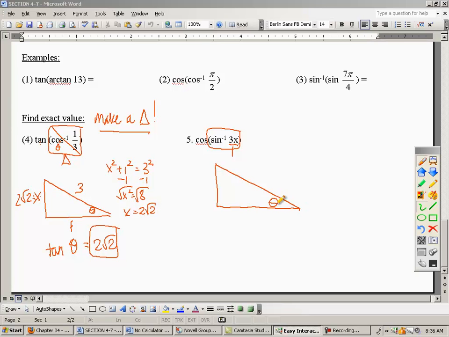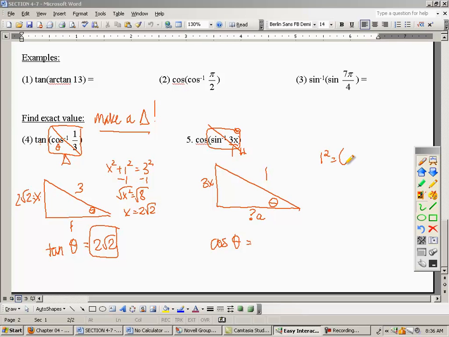If I look at my angle, opposite over hypotenuse. So my opposite is 3x, my hypotenuse is 1. Once I've made my triangle, cross this off. I want to know what's the cosine for this triangle. Well, again, I need to know this value, so I'm going to use Pythagorean theorem. And I'm going to call this A, something like that. I don't want to use x because x is already there. So I'm going to do this.